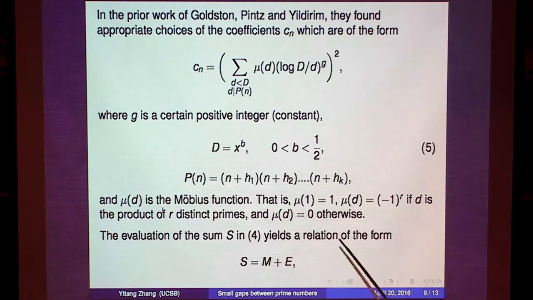But how about mu of 4? 4, of course, is a product of prime numbers, but they cannot be distinct. 4 is equal to 2 times 2. That's not the distinct situation. Otherwise, mu of 4 is equal to 0.